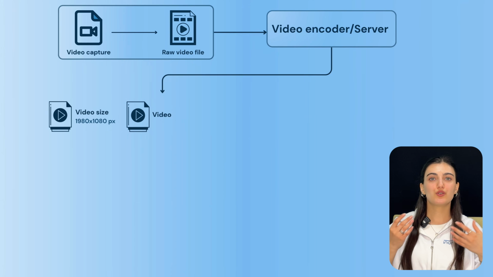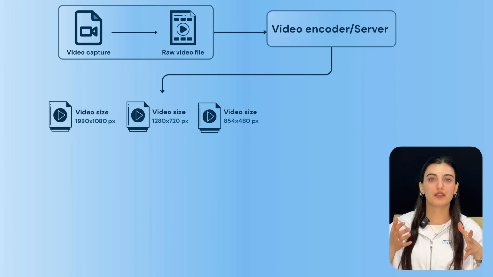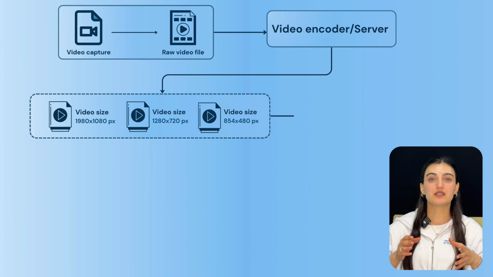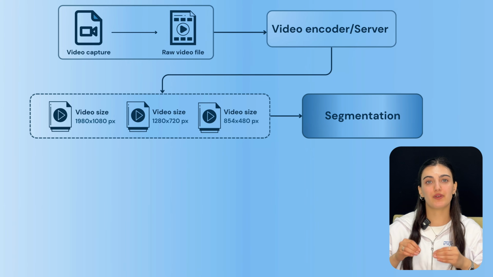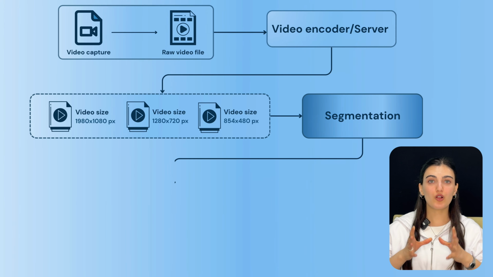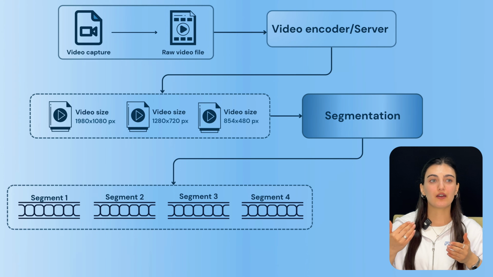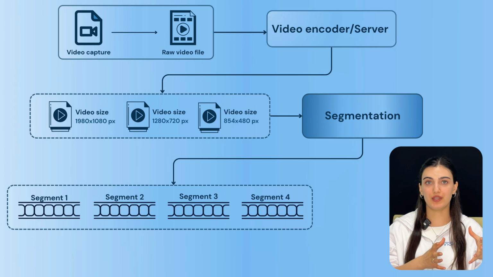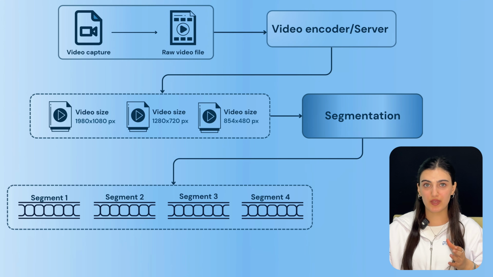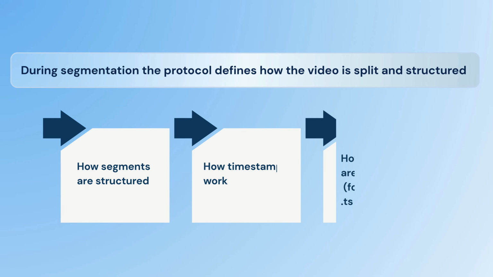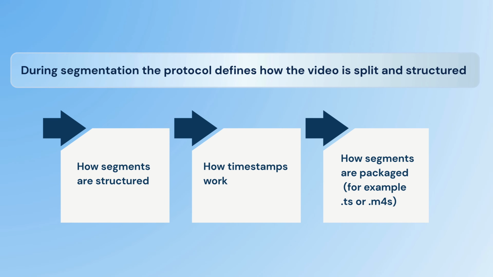Now we have the encoded video with the multiple quality levels. What it needs to go through is segmentation. So your encoded video is segmented into small pieces, small chunks, and each segment can be from 2 to 6 seconds long maximum. This is done so that we do not have to stream a big video, we can just stream segments, making the delivery easier. In this stage, the protocol defines how the video is split and structured.